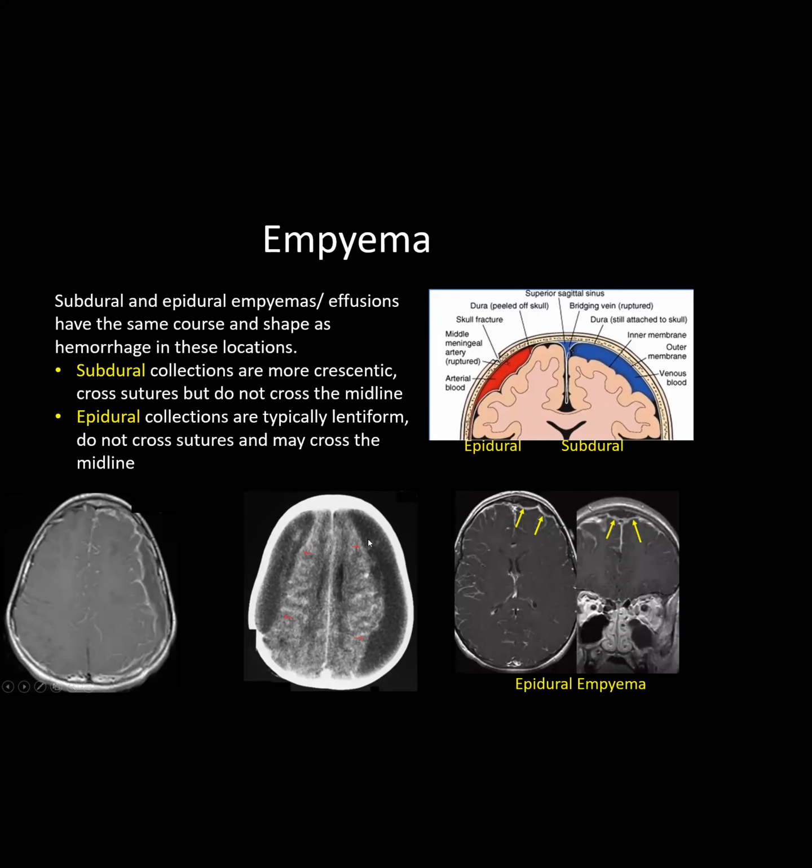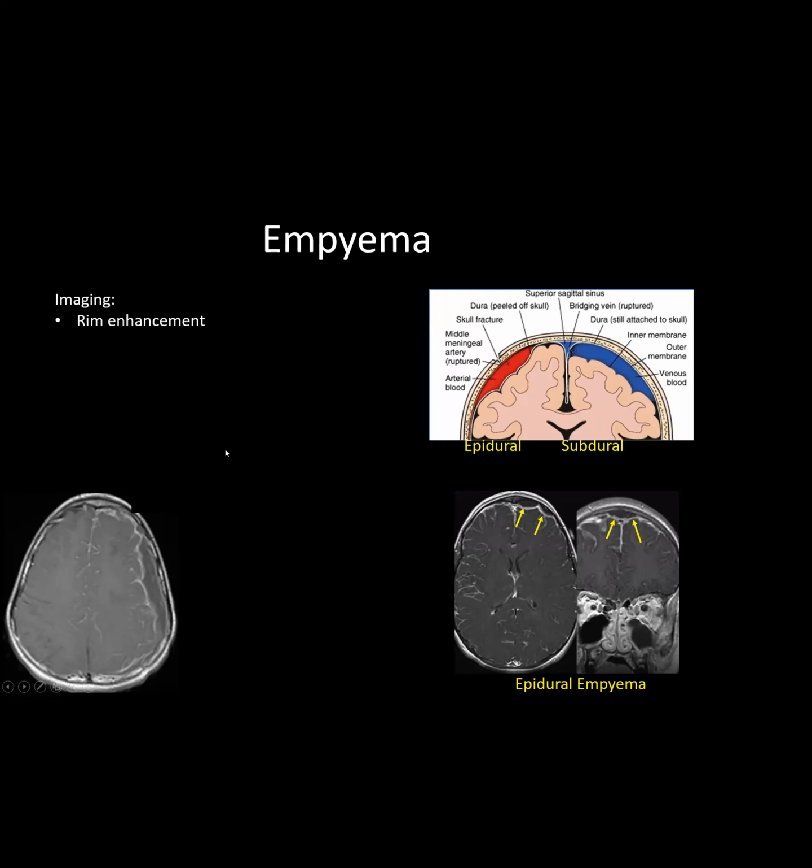So this is an example of a subdural empyema. It's really broad, crosses sutures but doesn't cross the midline. Another subdural empyema in this case is also really broad, and in its orientation it's going all the way front to back. If you look at this case over here, there's a fluid collection. It crosses the midline but doesn't cross the coronal suture. So this is an epidural empyema.